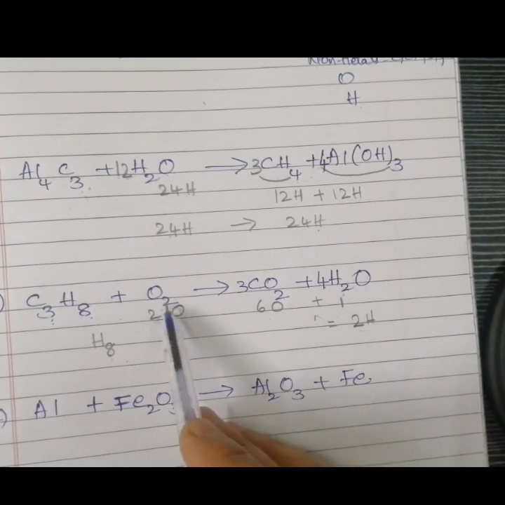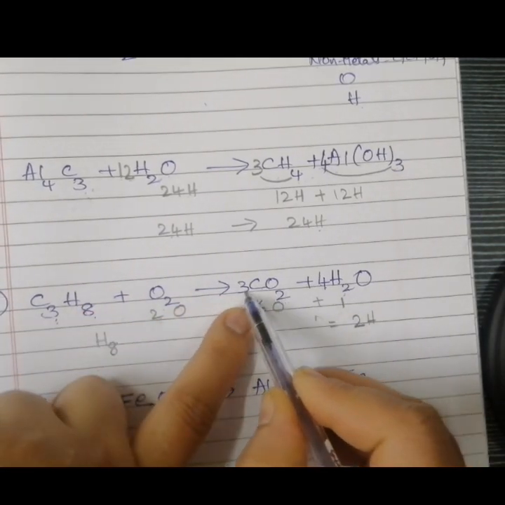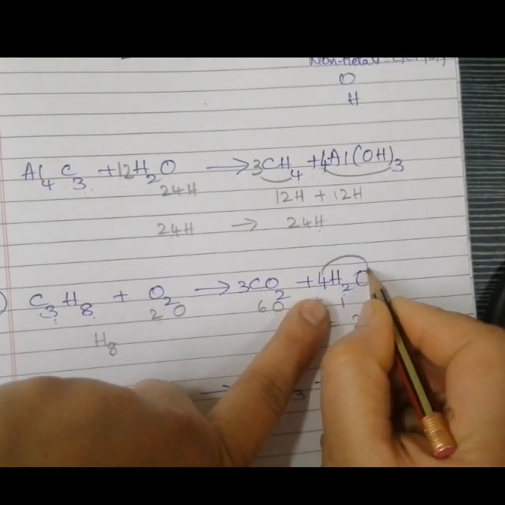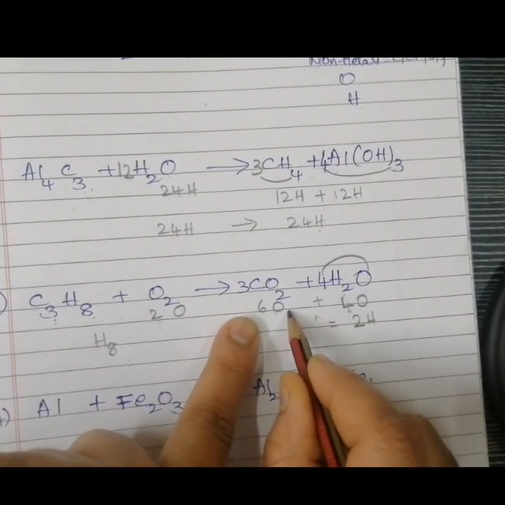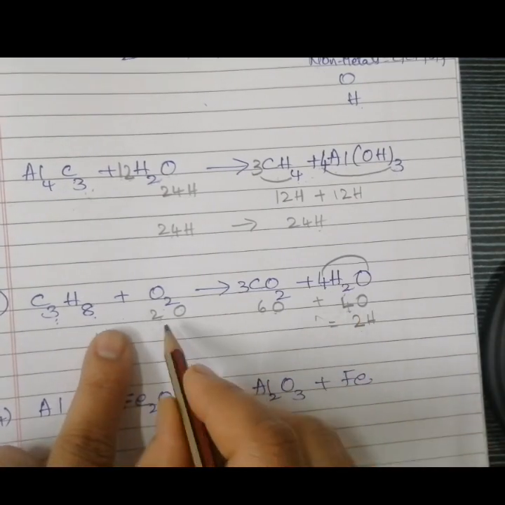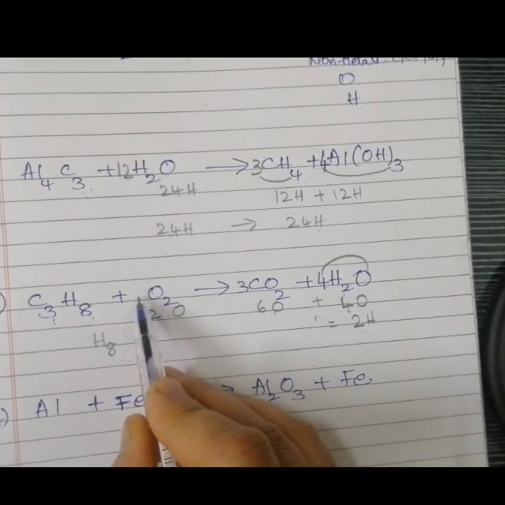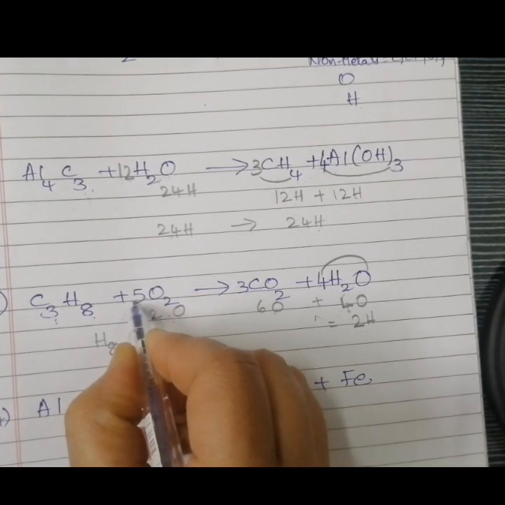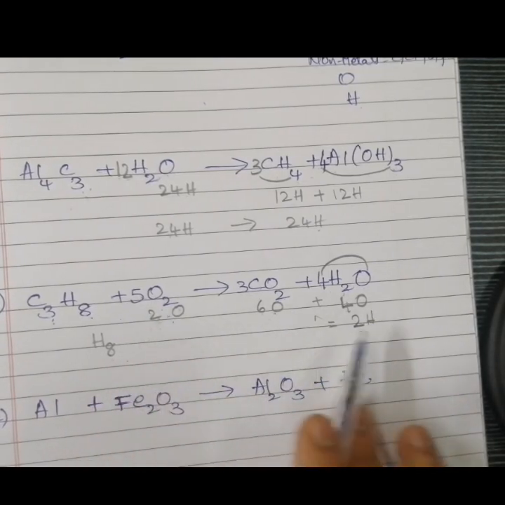We'll go to the oxygen now. How many oxygens are there here? 2 oxygens. Now see, here 3 2s are 6 oxygens, and how many are there here? 4 oxygens. So 10 oxygens are there in all. Here 2 oxygens are there. How many oxygens have to be placed here to get 10? Suppose I place 5, I'll get 10 oxygens. See, now it is balanced.